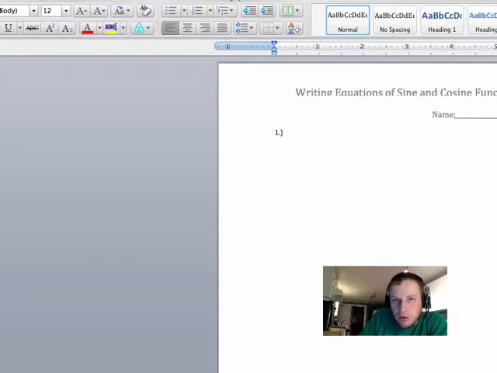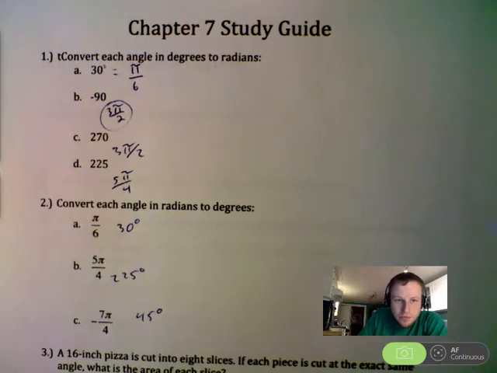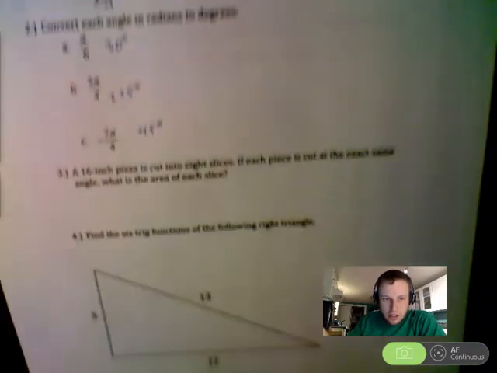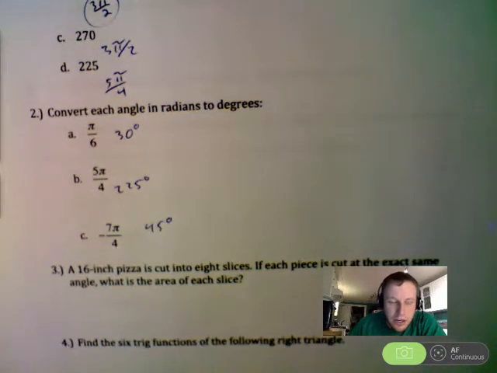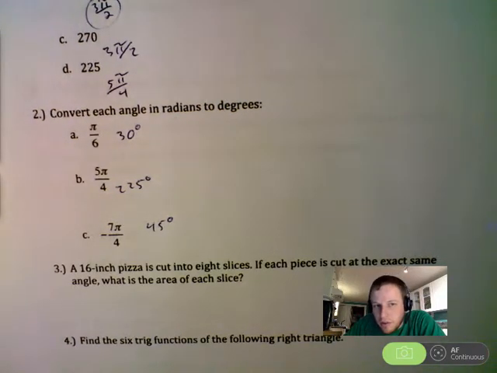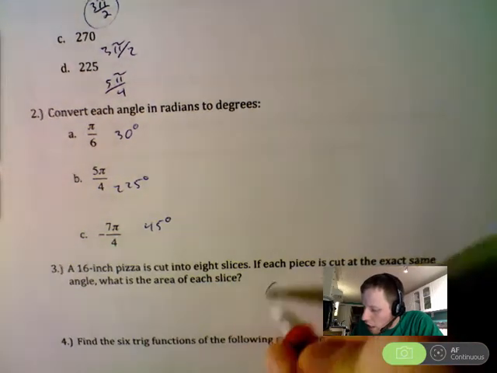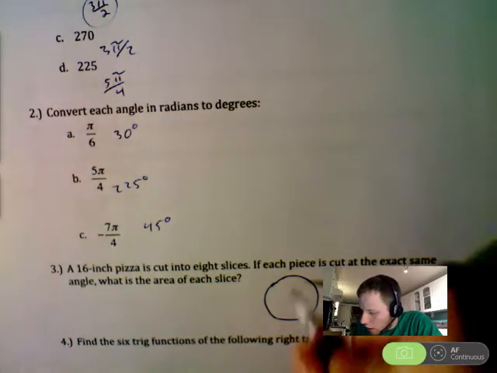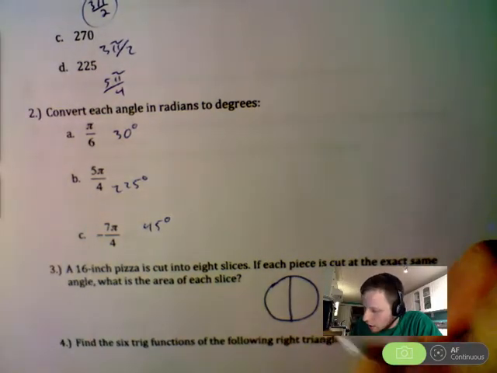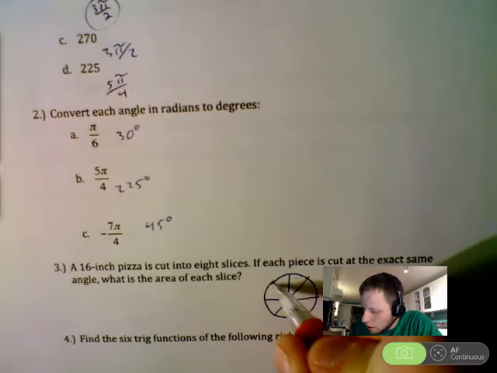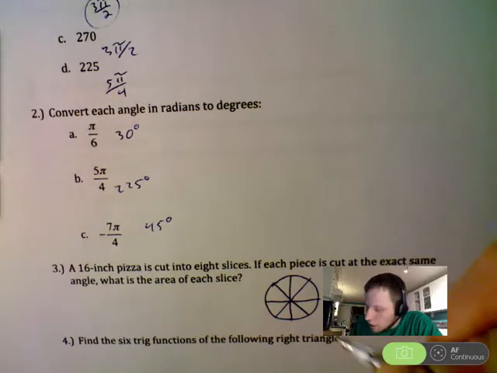Okay? Now, this next question is a little bit different. 16-inch pizzas cut into 8 slices. If each piece is cut at the exact same angle, what's the area of each slice? So we have our pizza. Okay, and if we cut it here, it's now cut into 2 equal slices. Cut it here, it's in 4 equal slices. And then if we cut it here and here, that's 8 equal slices.